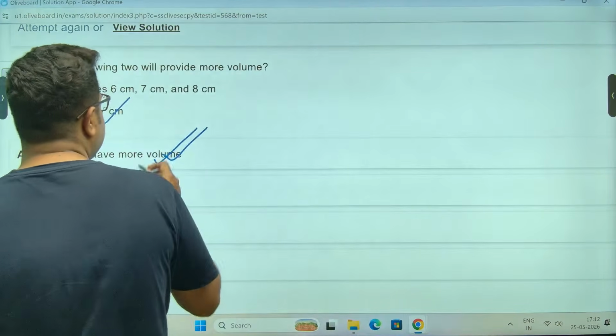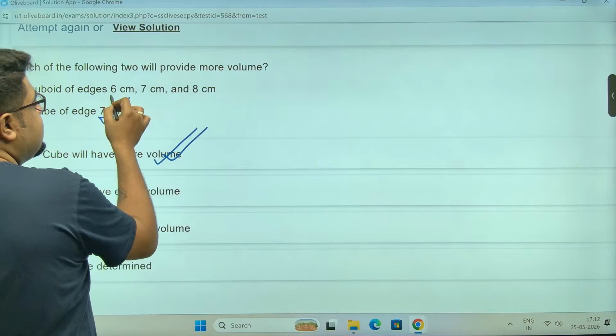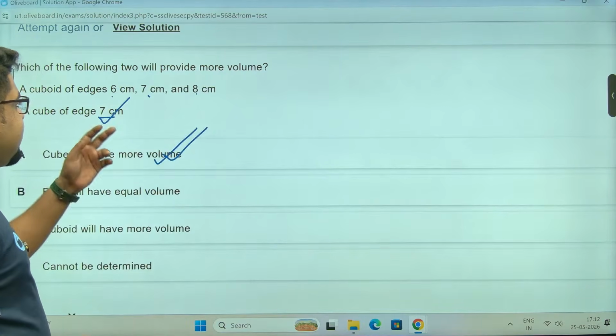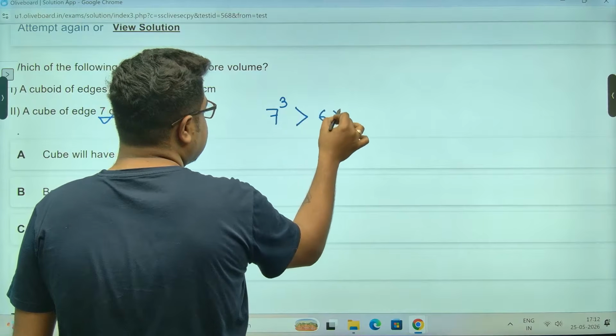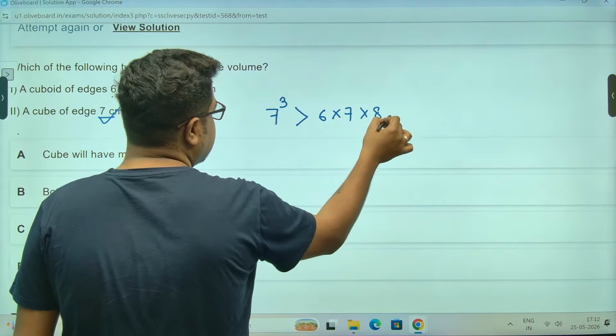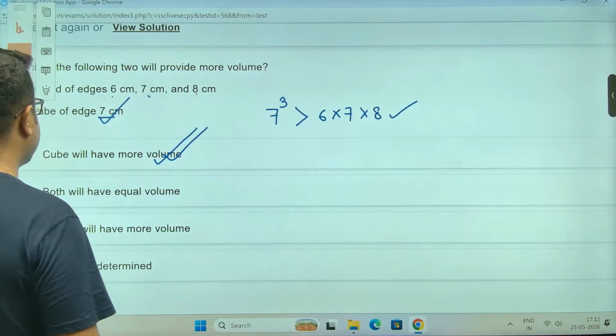Again, if you want, you can see 7 cube, 6 into 7 into 8. You will always find 7 cube to be greater than 6 into 7 into 8, sir. You can check. Whoever wants to check, please check.